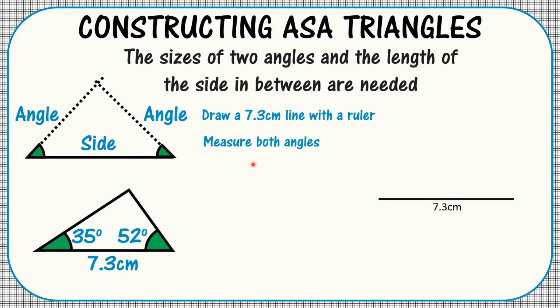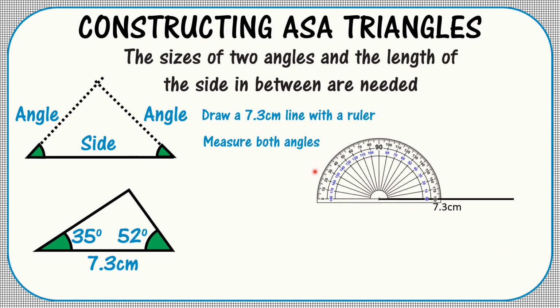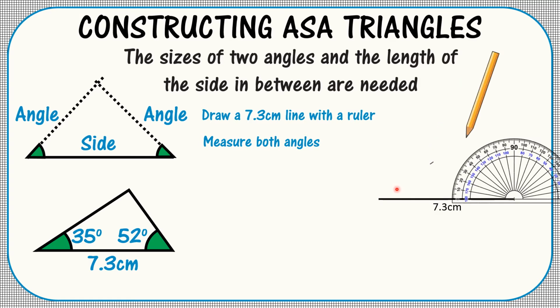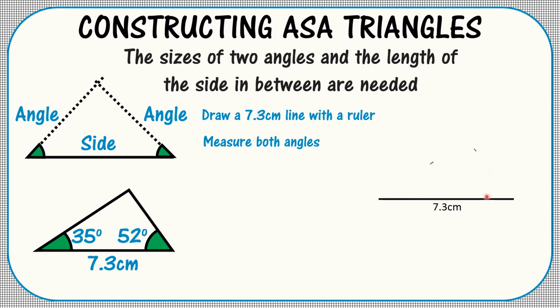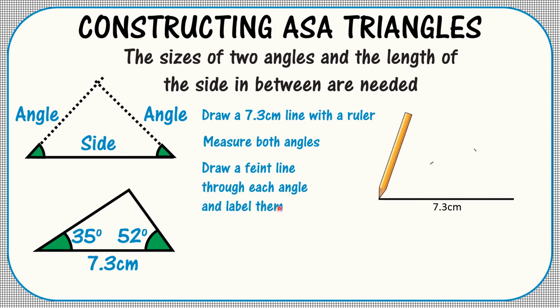The next step you will do is measure both angles. So you will measure 35 degrees from this side. So 0, 10, 20, 30, 35 is in between here. So you draw a thin line. The next step is you will measure the other angle, which is 52 degrees. So 0, 10, 20, 30, 40, 50, and 52 is located here. Again, you will draw a thin line. The next step is you would draw a faint line through each angle and label them. So remember, this has to be faint.